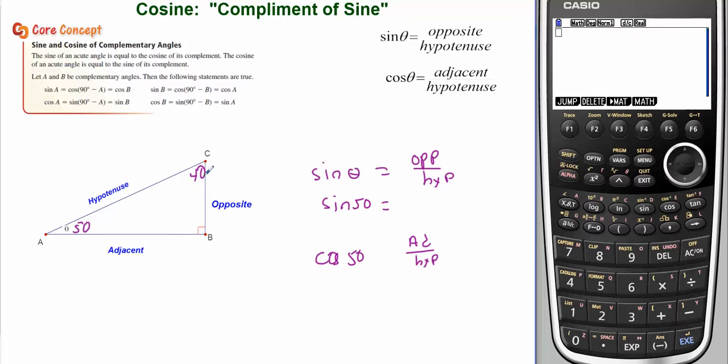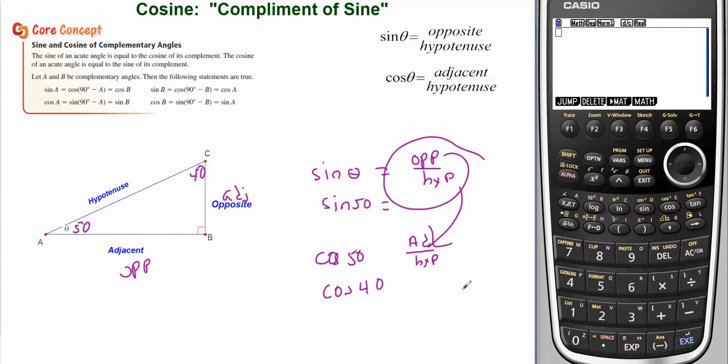But when I do this one right here, the cosine of 40, guess what? This is now the opposite, and this is the hypotenuse, and this is the adjacent right here. So cosine is adjacent over hypotenuse, which is exactly the same thing as this. So let me show you on the calculator.